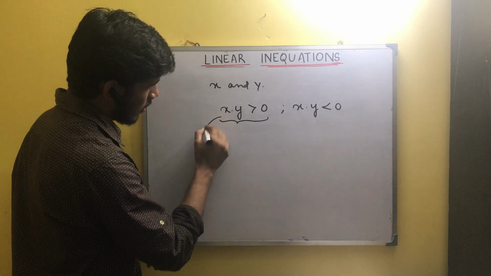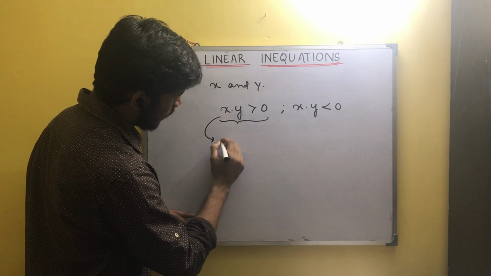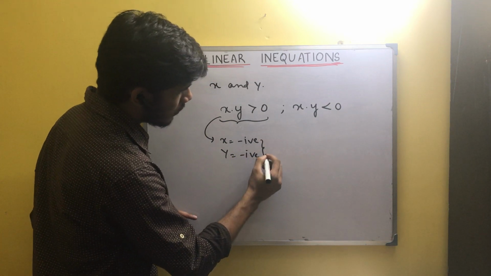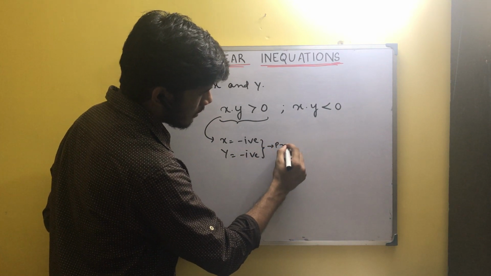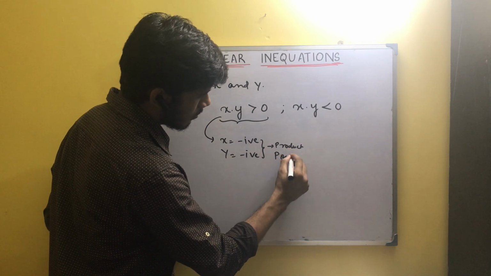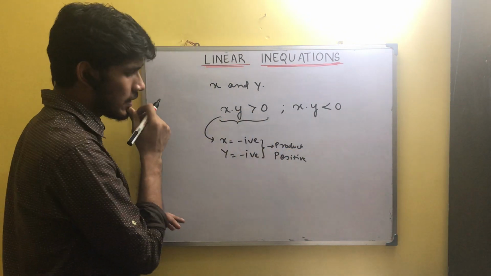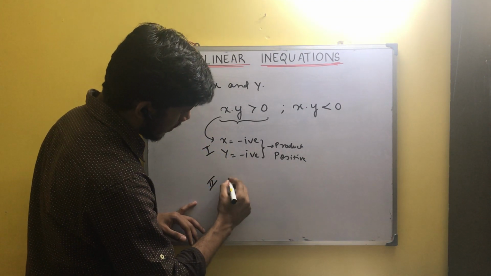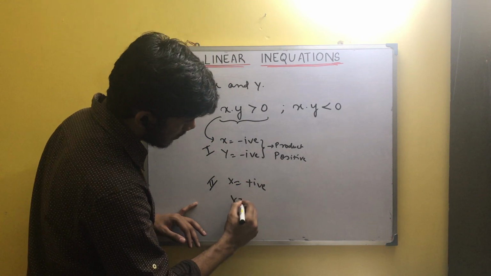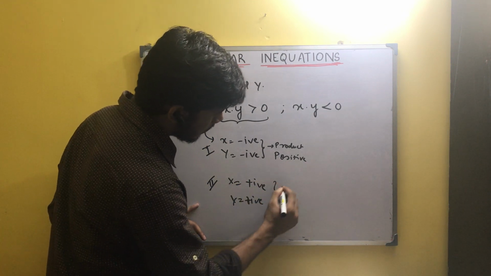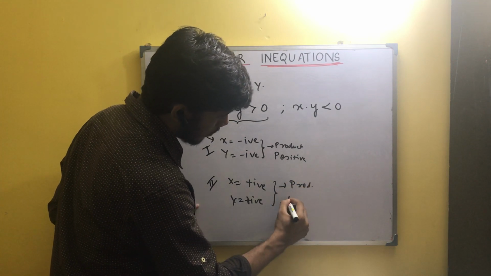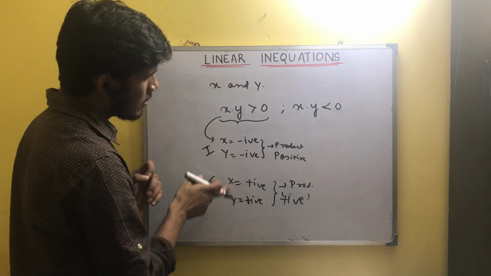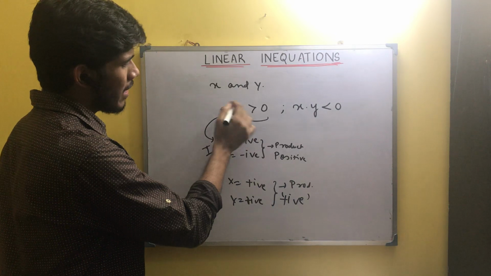I mean to say if x is negative and y is also negative, then the product of this will be what? Product is positive, isn't it? Minus into minus will be positive. This could be the first case. Now second case could be x is positive and y is also positive. Then this product again can be positive, isn't it? So these two are the possible ways how x into y can be greater than 0.